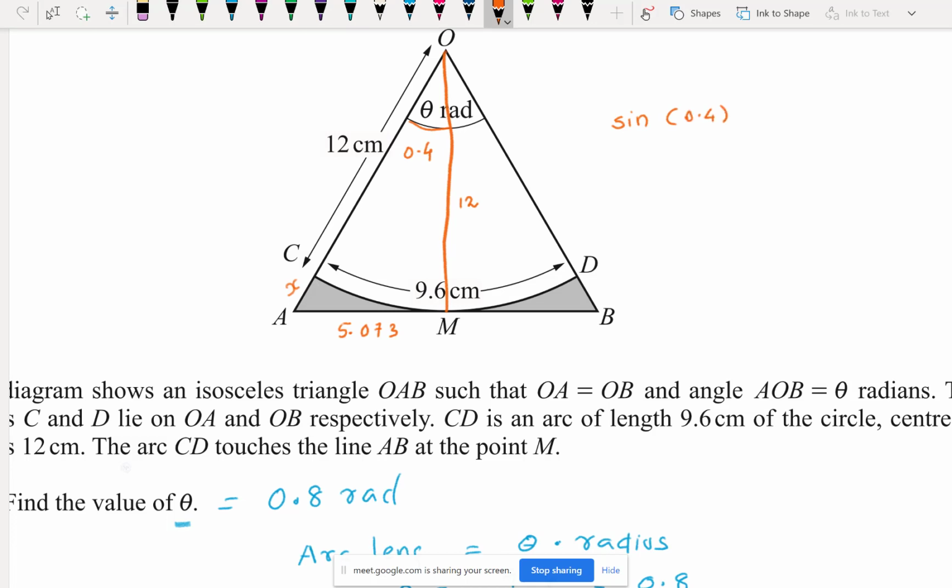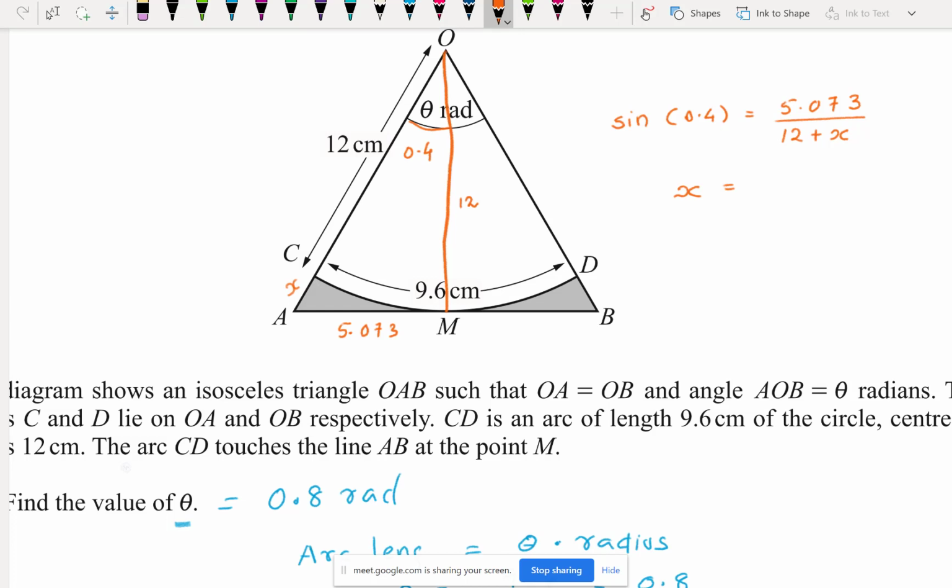0.4 is equal to 5.073, opposite side by hypotenuse. What is the hypotenuse, Amrita? 12 plus x. Very nice. So in order for us to extract x out of it, Amrita, how do we do this? Take everything else to one side, isolate x, right?